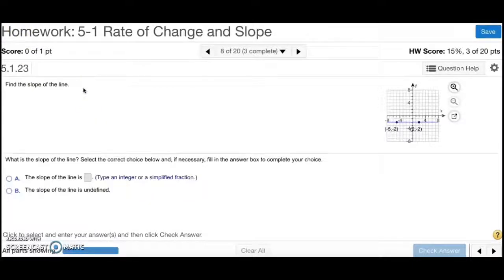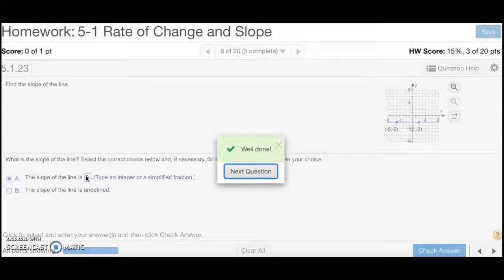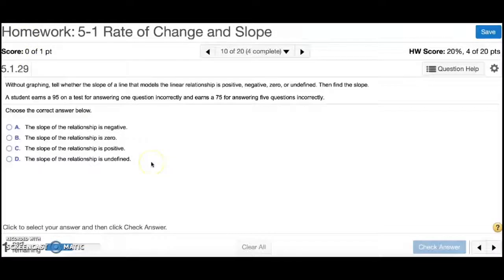Going to number 8. It says find the slope of the line. The slope of every horizontal line is 0. So you're going to just type in 0. And that's number 8.